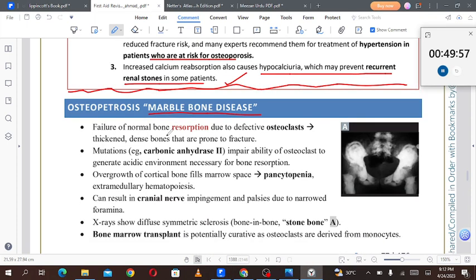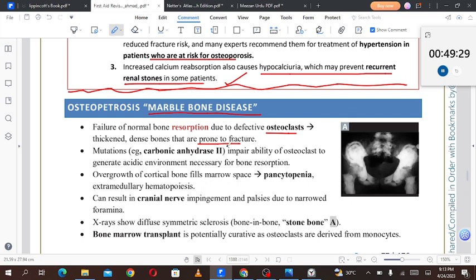Osteopetrosis means a failure of the normal bone resorption due to defective osteoclasts, with thickened, dense bones that are prone to fracture. Okay, so when the bone material is clustered together, you can think of the analogy of glass. Glass is very hard, but it is brittle as well. If it falls down, it can break.